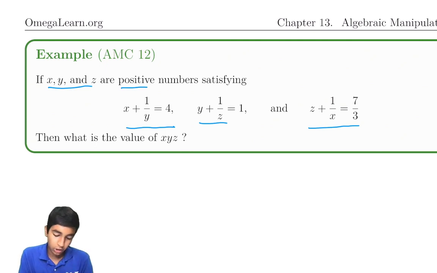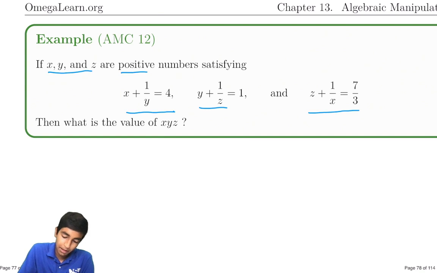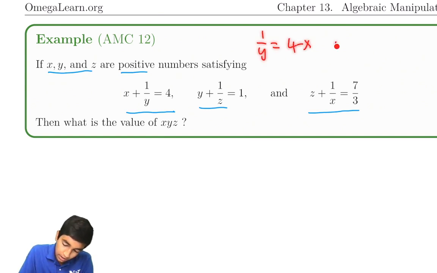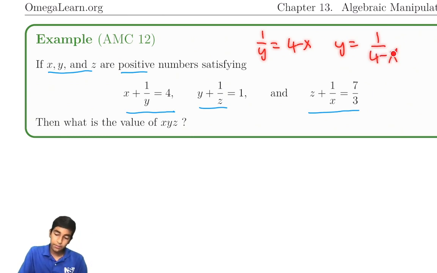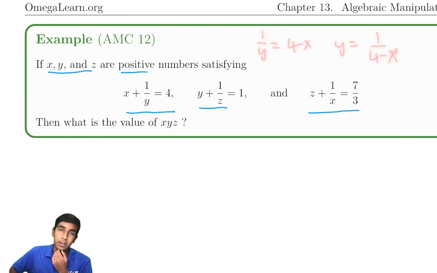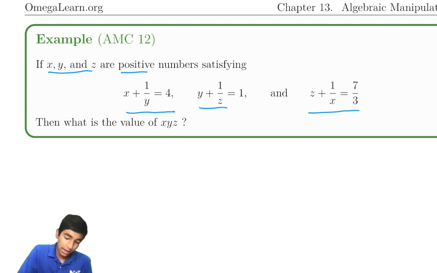So to start, what should we do? A common first approach might be to think, let's do some substitution, right? 1 over y equals 4 minus x. So y is 1 over 4 minus x. But it turns out this will only make your problem harder, because then you've got a bunch of very ugly terms in your expression. You would end up with a really large degree polynomial, which would not be easy to solve.